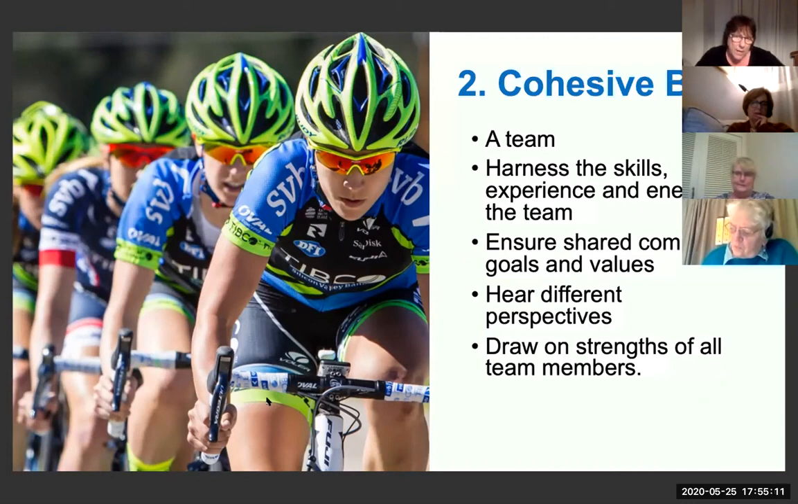So building a cohesive board really is the same thing that we do around building a team, yeah? And making sure that we use everybody's skills and everybody's strengths, and we've got everybody on board with the values and what we're trying to do.